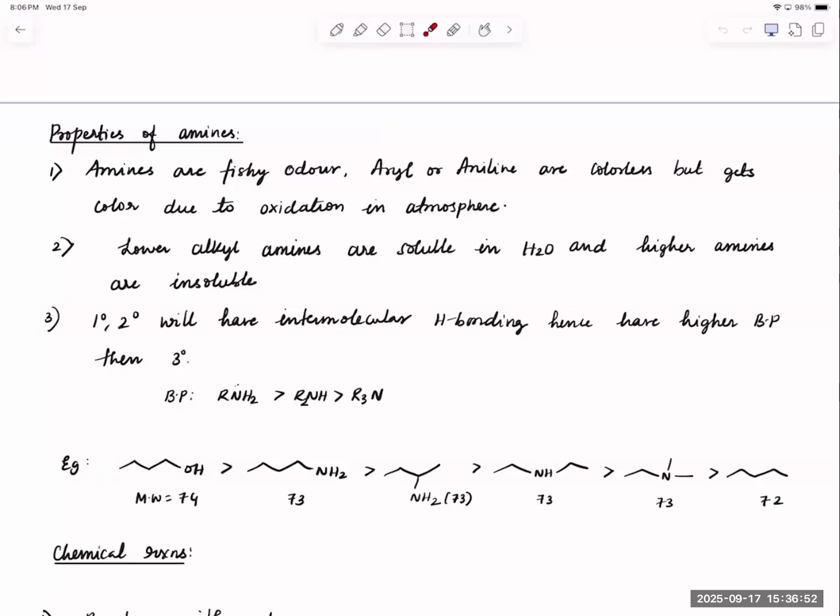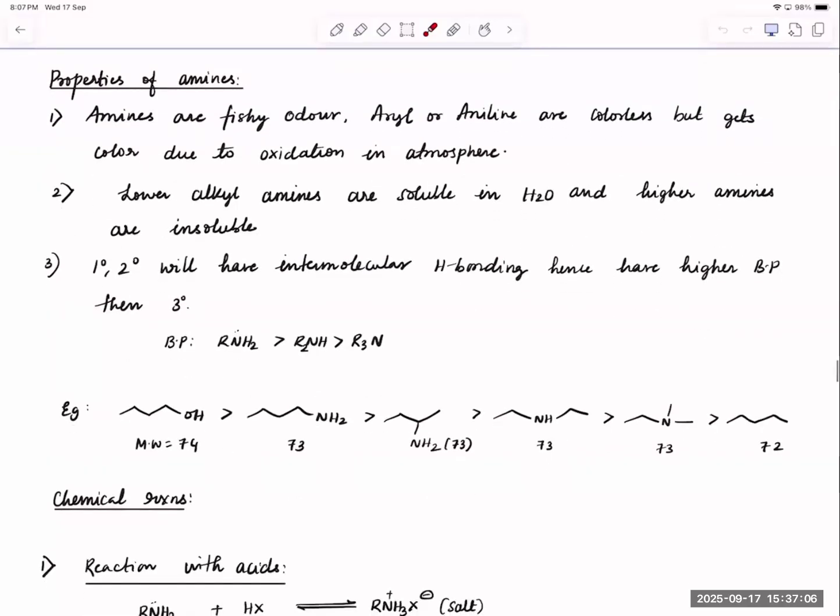Lower alkyl amines are soluble in water. That includes methylamine or ethylamine. And as you go towards the higher amines, with 4 carbons or 5 carbons, they are not soluble. Next, if you notice 1 degree and 2 degree amines, they usually have intermolecular hydrogen bonding.